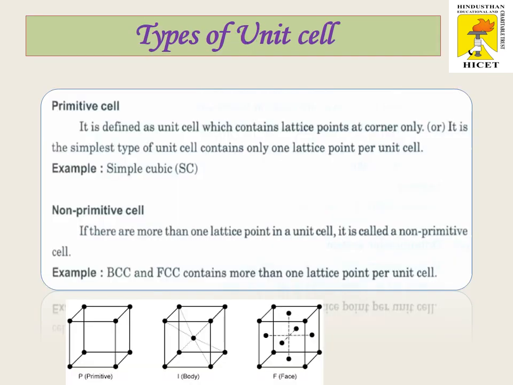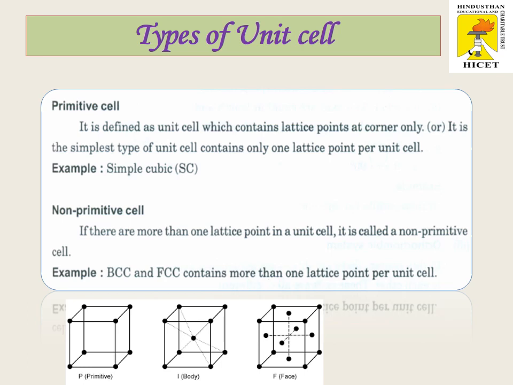Next one, types of unit cell. The unit cell can be classified into 2 categories: primitive cell and non-primitive cell. A primitive cell means the unit cell contains lattice points only at the corners. Or otherwise, the unit cell contains only one lattice point per unit cell, then it is called a primitive cell. Example, simple cubic unit cell.